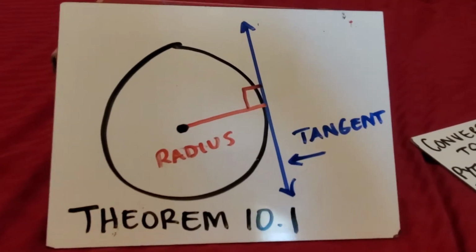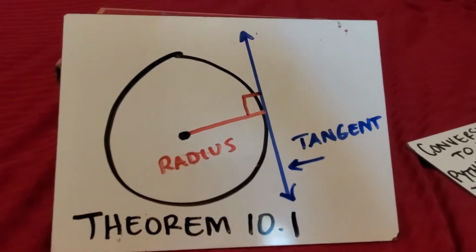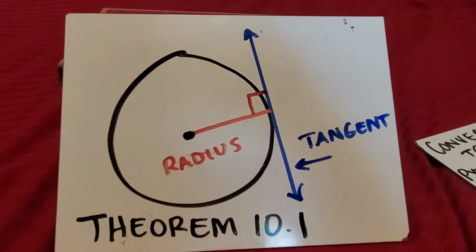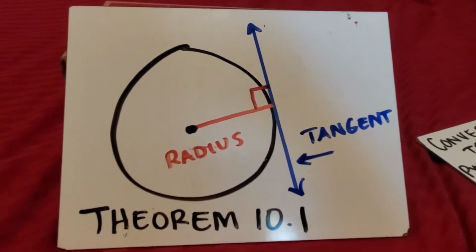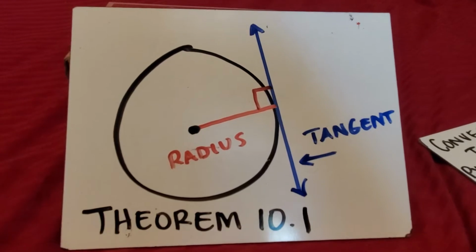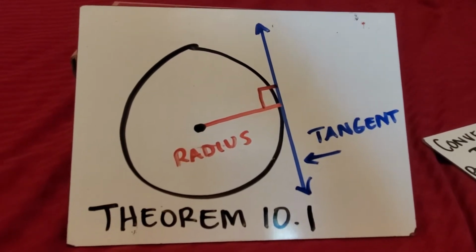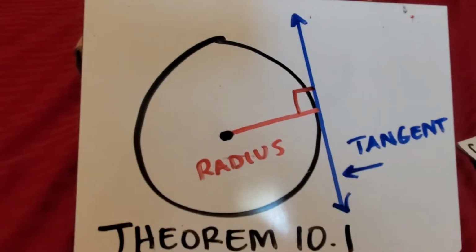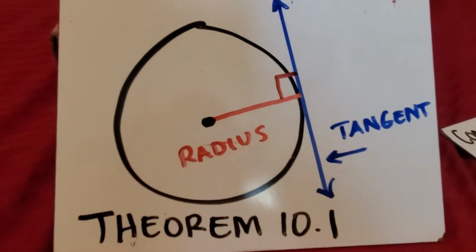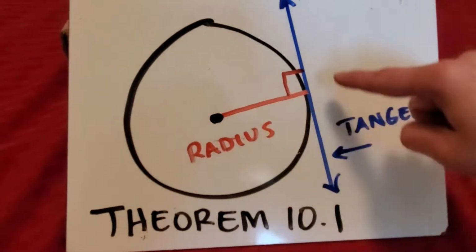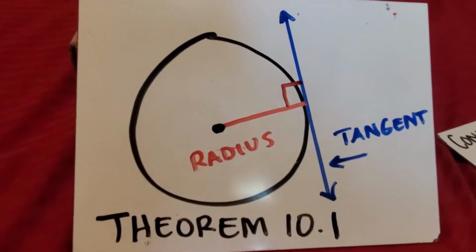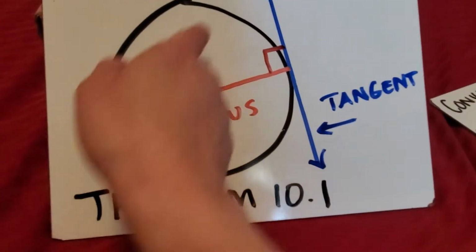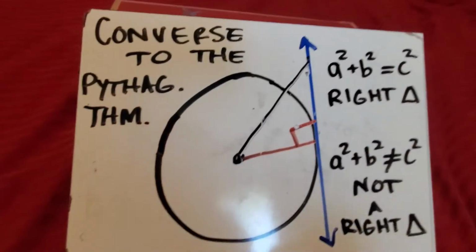Example 4, verify a tangent to a circle. Theorem 10.1 states that a line is tangent to a circle if and only if the line is perpendicular to the radius. So we can use this information because it makes a right angle. Two lines that intersect that are perpendicular create a 90-degree angle. So if we were to connect this point with the tangent line, we would create a right triangle.